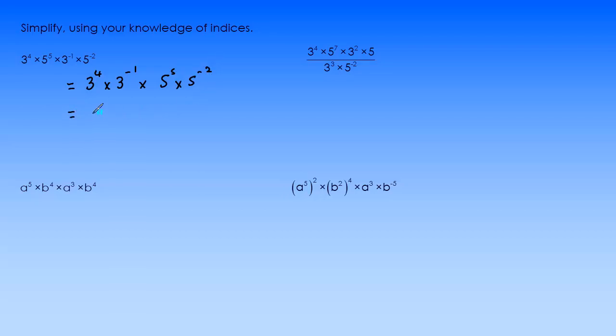Now we know that when we're multiplying these, we add the indices. Remember, the bases have to be the same, which is why I brought the 3's together and the 5's together. So 4 add -1 is 3. And then 5 add -2 is also 3. So we end up with 3 cubed times 5 cubed.